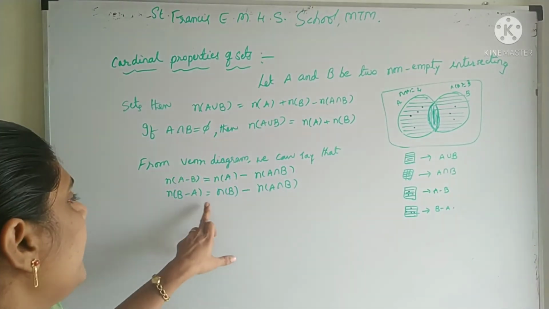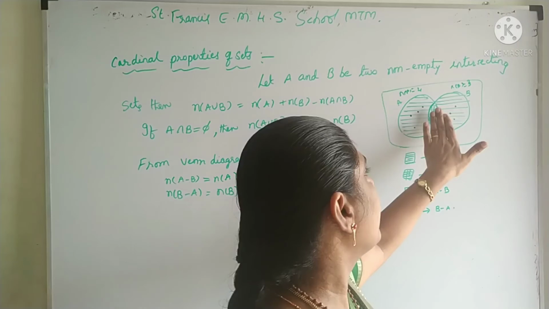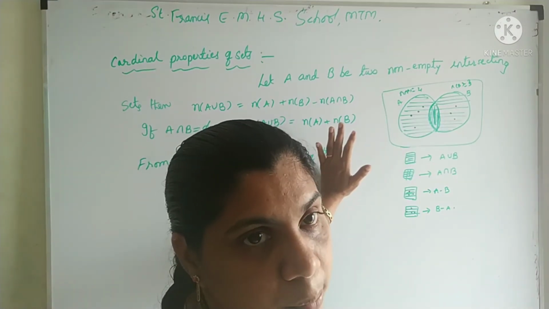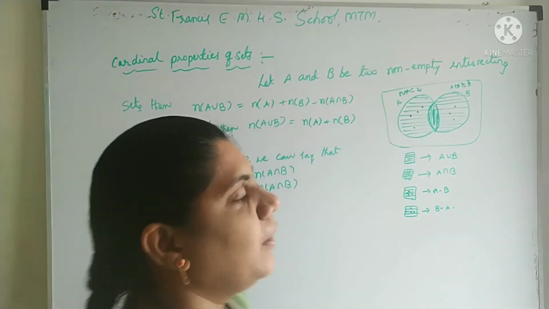So n of B minus A equals n of B minus n of A intersection B. If you take the intersection, the common elements to A and B, and eliminate those elements from B, you will get the B elements only. Understood?